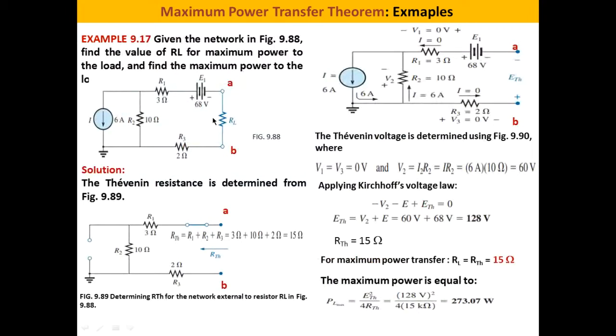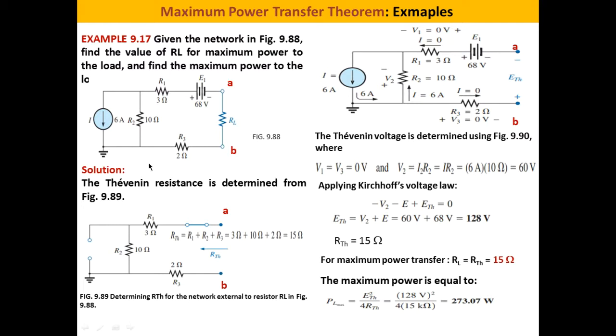This is example 1. For the other example, let's consider this circuit. This is RL. And we are interested in determining the value of RL that guarantees a maximum power transfer from this network. So we have RL, which is connected to this network, and we want to find the RL that makes the maximum power transfer to RL from this network.